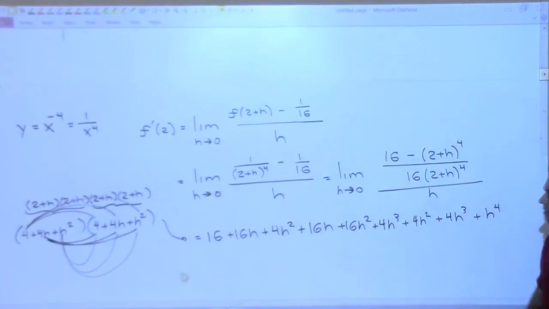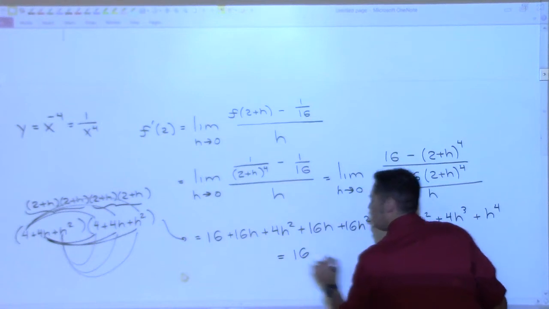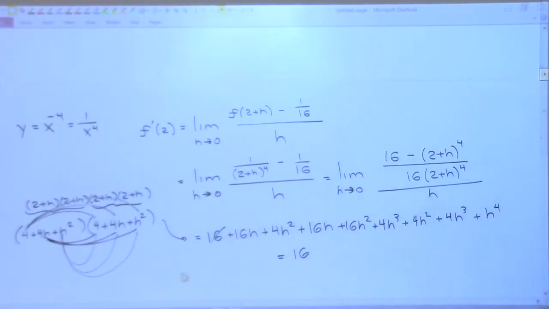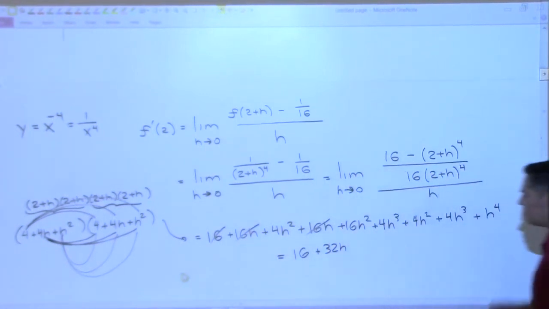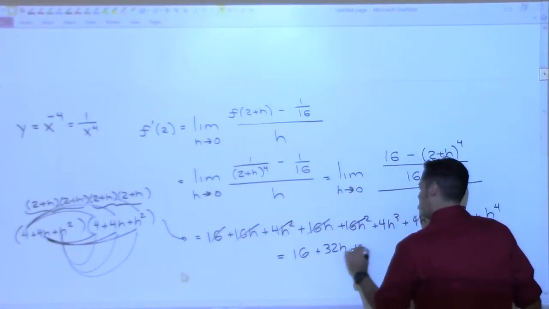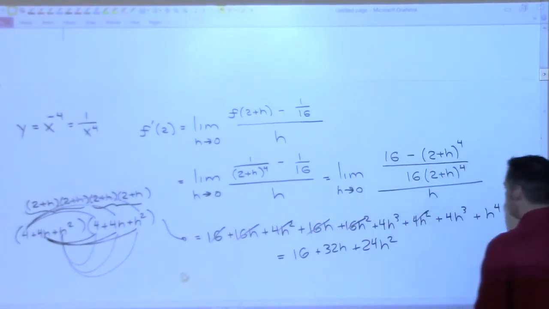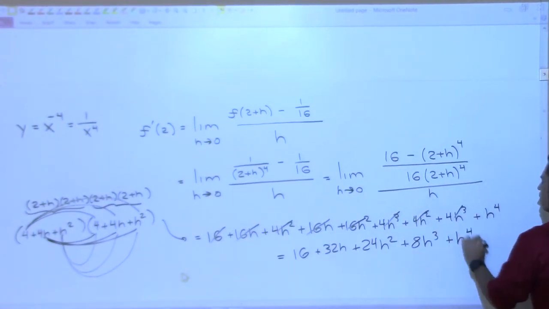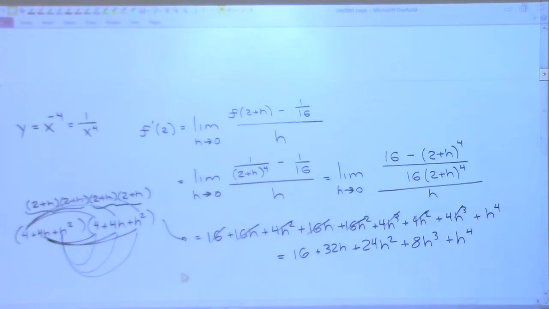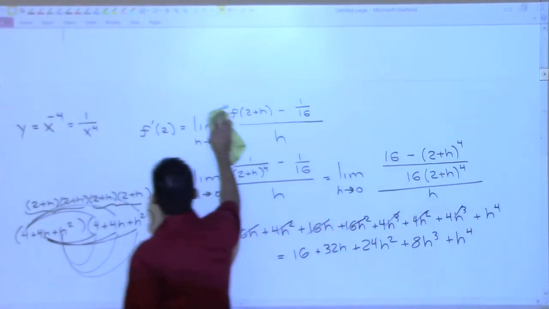Okay, that's this, right? Let me collect them together. I'm going to go in this order. 16, that takes care of that. How about h's? How many h's do I have? 32. How many h squareds do I have? 24. How many h cubes? 8. And finally, h to the 4th. That's life, right? That's the way it goes. We're not done. Keep going.